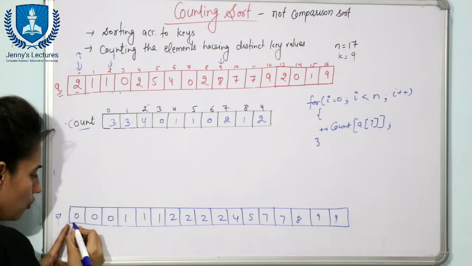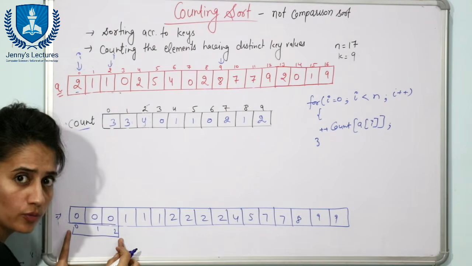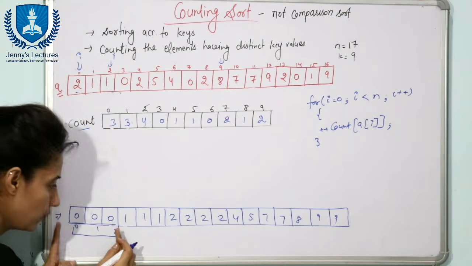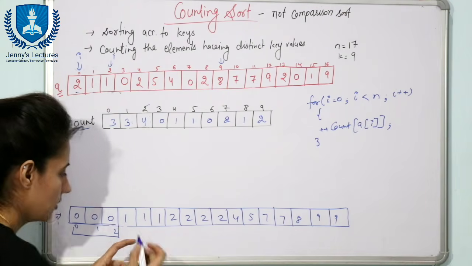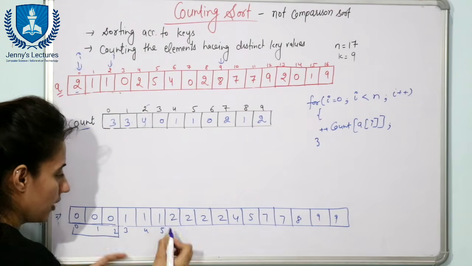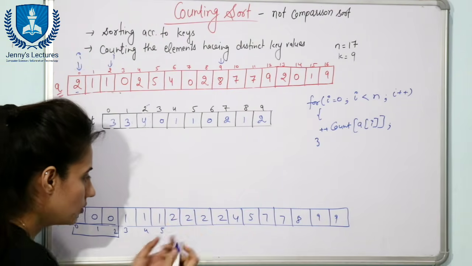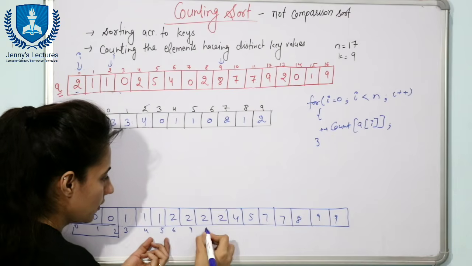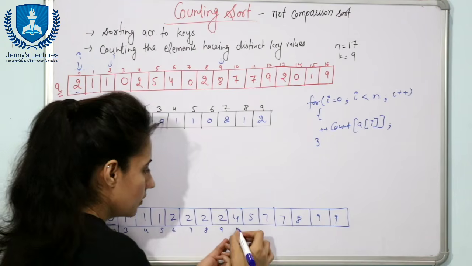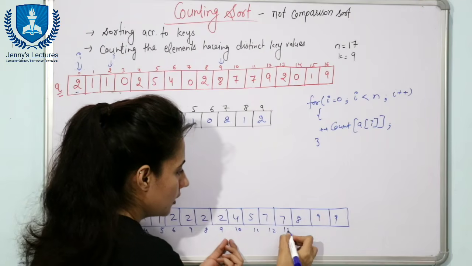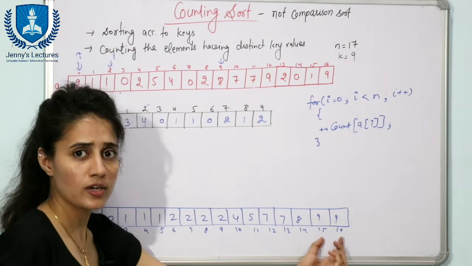So this 0 would be from index 0 to 2, fine. First 3 positions for 0, then the positions for 1 are 3, 4, 5, these are positions 3 to 5. The positions for this 2 are 6, 7, 8, 9, from index 6 to 9. This is 10, 11, 12, 13, 14, 15 and 16. For 9, the positions would be 15 and 16.